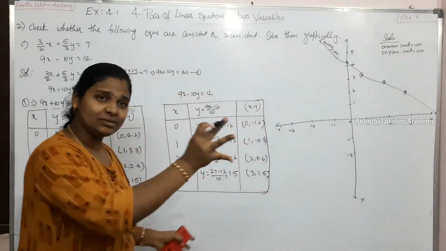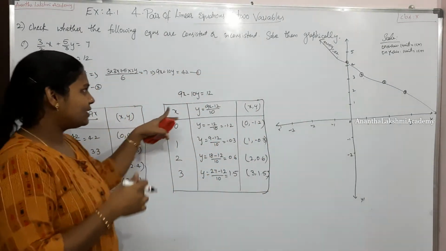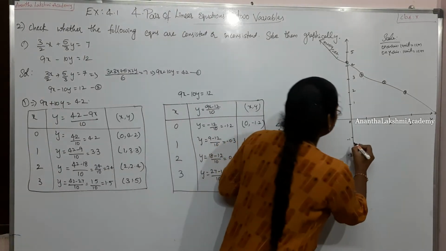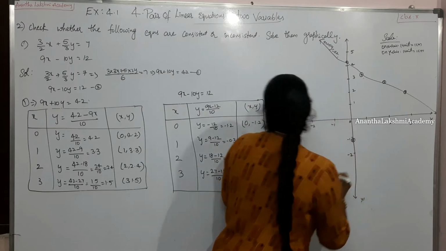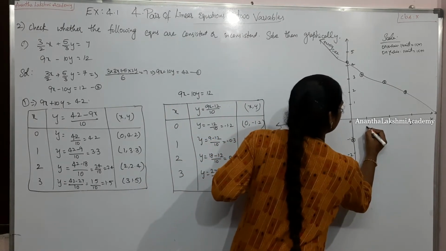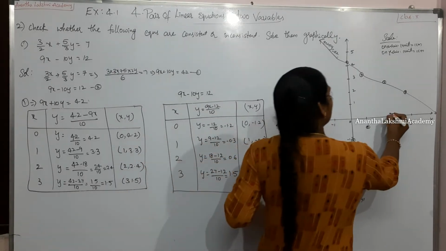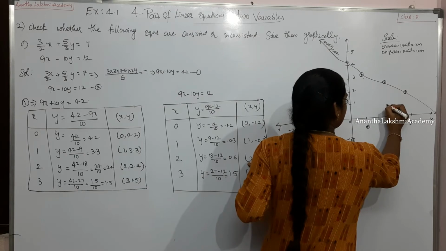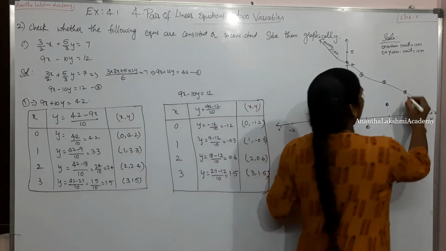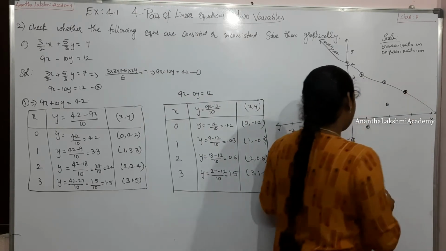I cannot turn the board and write, but you can write it neatly when you are writing it in the book. Let us do the same for the second equation. For the value of 0, it is -1.2 here. For the value of 1, we have -0.3 somewhere over here. For the value of 2, this is 0.6. And for the value of 3, this is 1.5.